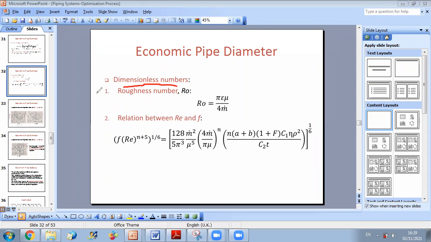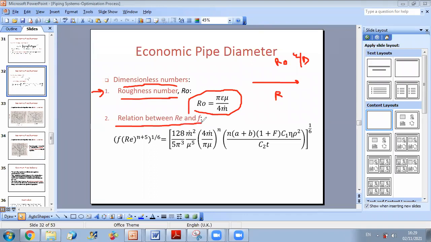So the strategy here is to use the roughness number, as we did, if you remember, in the case where d is unknown. We replaced the Reynolds number and epsilon over d by rho, because this helped us reduce the number of unknowns. So here also we'll use this concept. We'll use the roughness number as one dimensionless parameter, and we will use a relation between the Reynolds number and the friction factor.